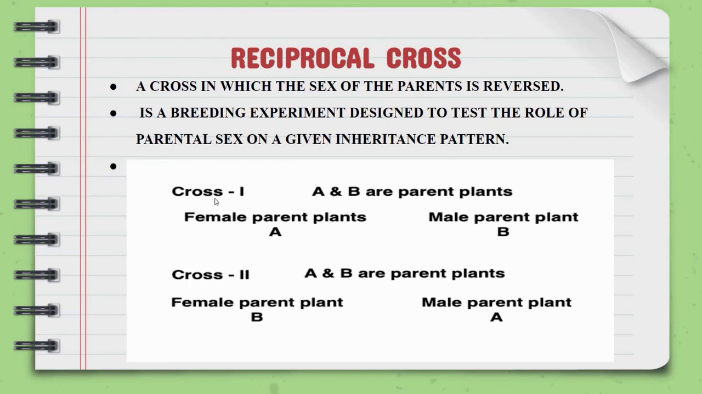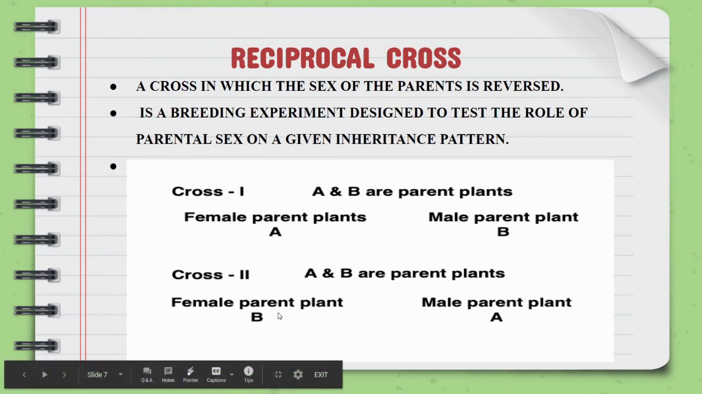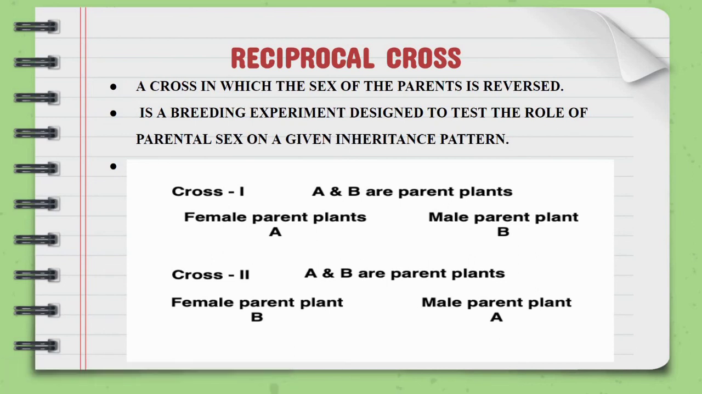reciprocal cross, and see, in cross 1, A and B are the parent plants, parent A is female and parent B is male, and in cross 2, which is a reciprocal cross, B is considered the female parent and A is considered the male parent. Just the sex of the parents is reversed. So if in the first cross A was the male, in the second reciprocal cross A will be the female parent. That is the only difference between a normal cross and a reciprocal cross. And reciprocal cross is performed in order to identify the role of the sex of the parent on a given inheritance pattern. So that's about different types of crosses and filial generations.